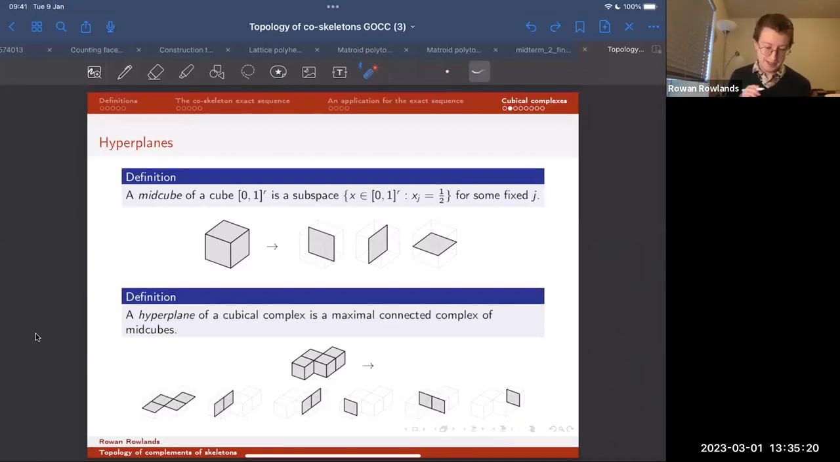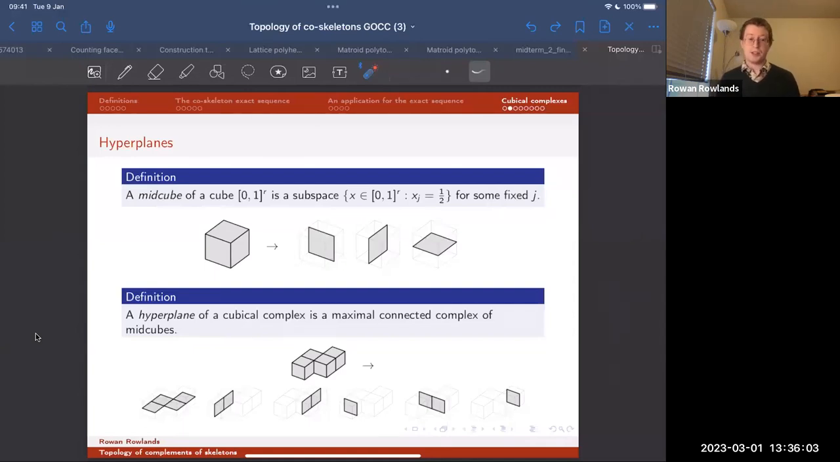Let's talk about hyperplanes. Before I tell you what a hyperplane is, though, I need to tell you what a midcube is. So suppose you have some cube, an r-dimensional cube, and to make it concrete, let's pick the coordinates so that this is the unit cube where all coordinates range between 0 and 1. Then a midcube of this cube is a subspace where you set one of the coordinates equal to 1/2 for some fixed coordinate. So for example, if you have a 3-dimensional cube, it has 3 midcubes where you set either x equals 1/2 or y equals 1/2 or z equals 1/2.